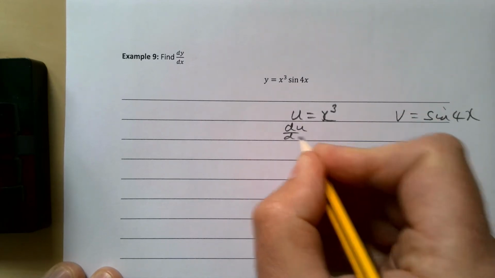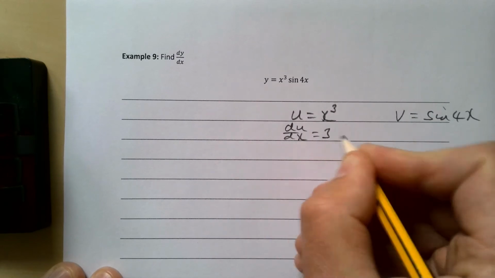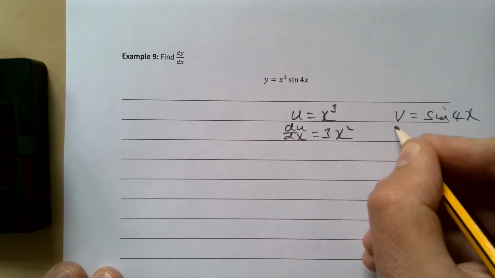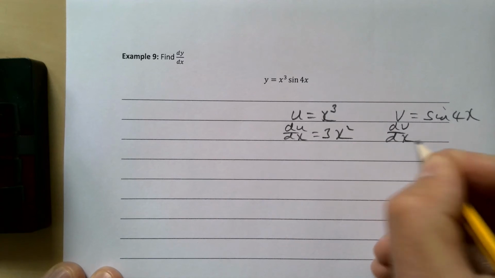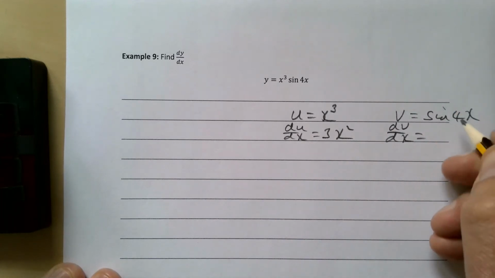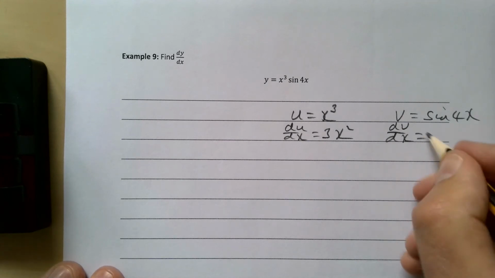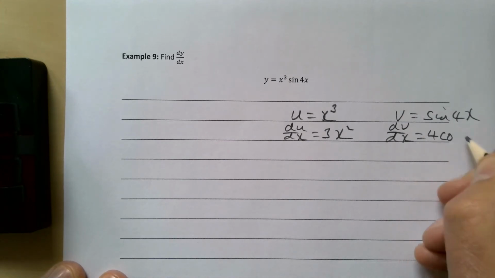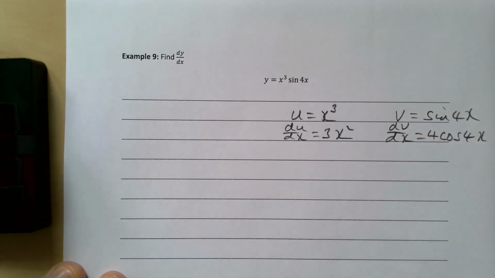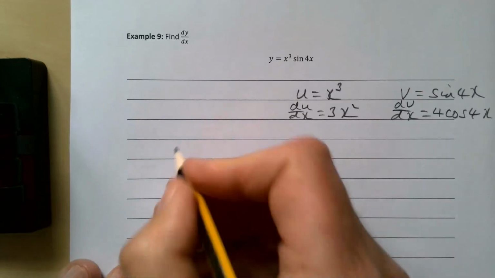du by dx is very straightforward. That gives us 3x squared. dv by dx is actually a function of a function, but we're going to leave that bit out. If you differentiate sine, you get cos. If you differentiate sine 4x, you get 4 cos 4x. I hope you follow that.